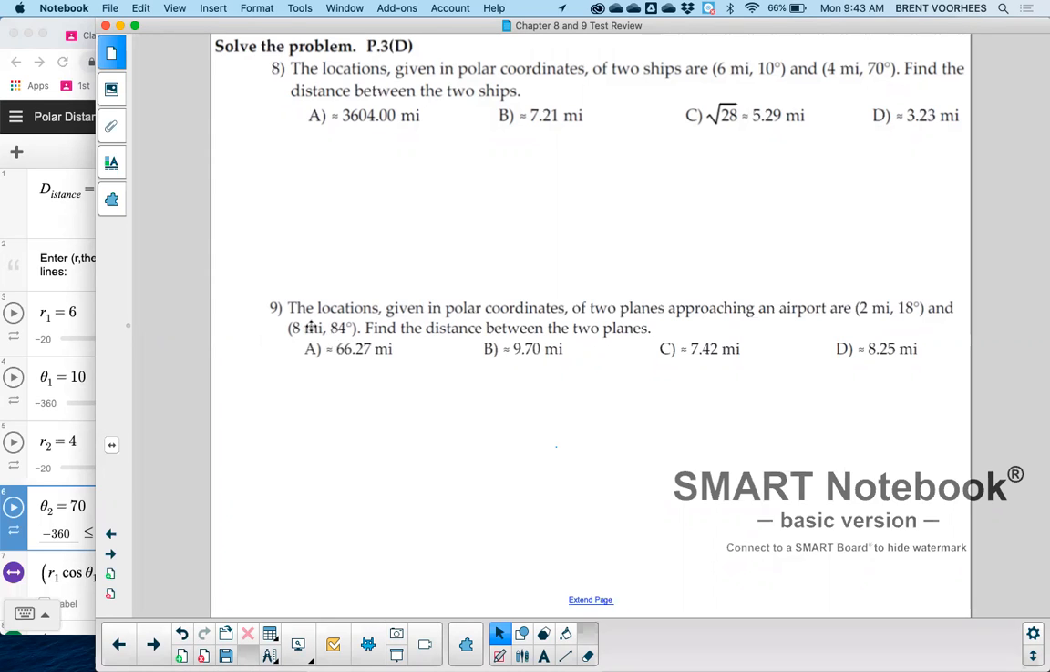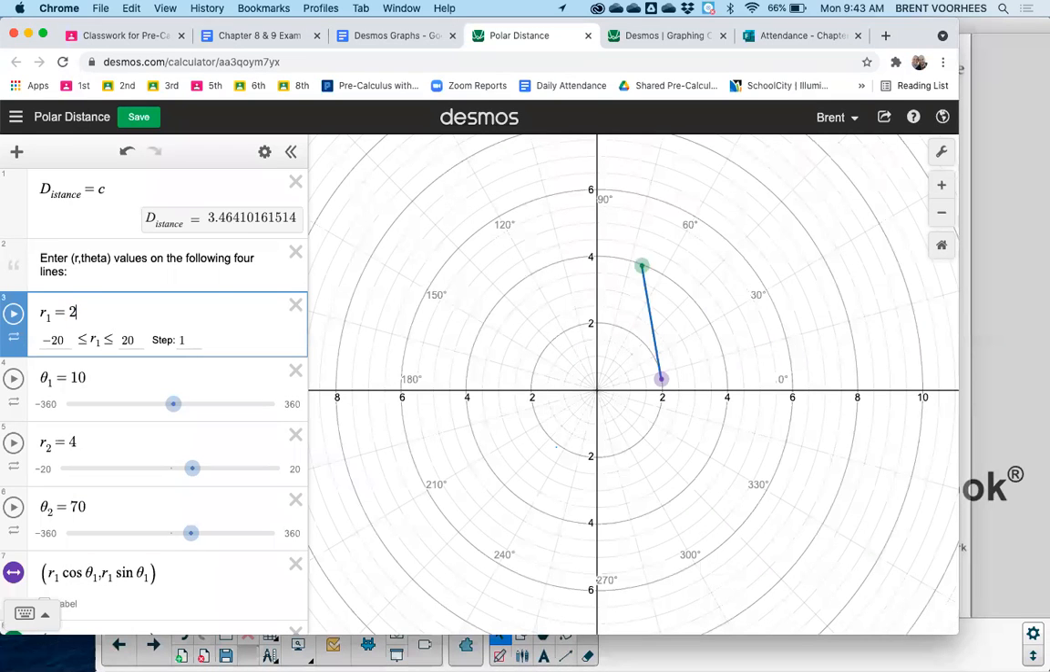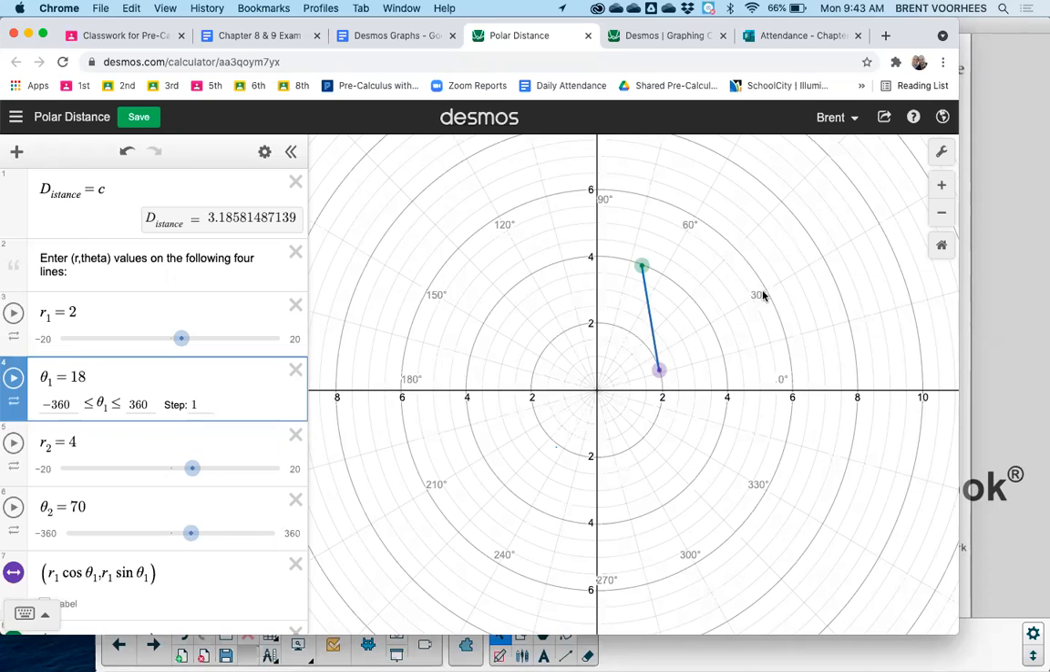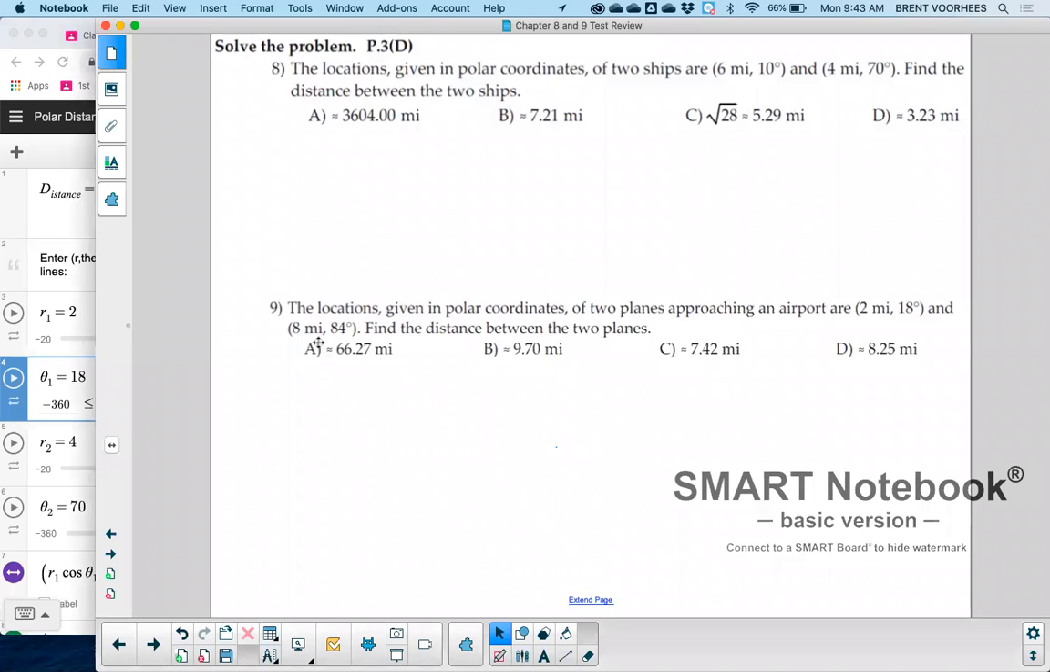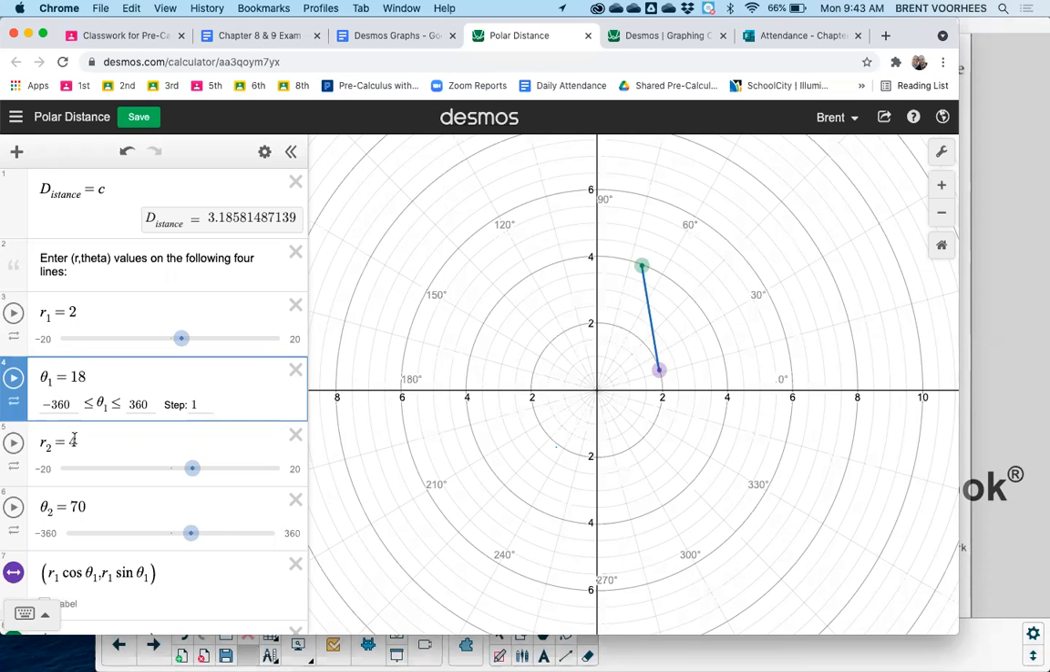And let's try it again. Number 9. The locations given in polar coordinates of two planes approaching an airport are 2, 18. Let's go 2, 18 degrees. And make sure you're in the right mode. So this one's in degrees. You can see going around, these are all degrees, and that's what our problem is. So there's one airplane, 2, 18. And the other is 8, 84.